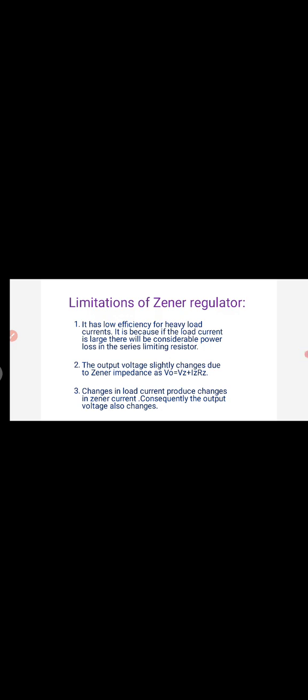So the first drawback of this Zener regulator is, when you are connecting a heavy load to this circuit, the efficiency of the circuit will be low. It is because if the load current is large, there will be considerable power loss in the series limiting resistor. Suppose we are connecting a heavy load to this Zener shunt regulator, so the load current is large. That means the load current will be high, so there will be considerable power loss in the series limiting resistor. The power will be lost at the series resistor.